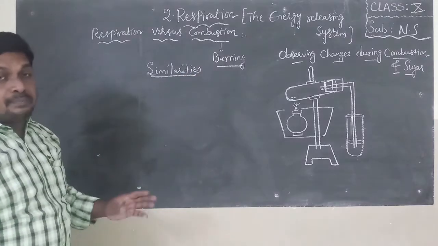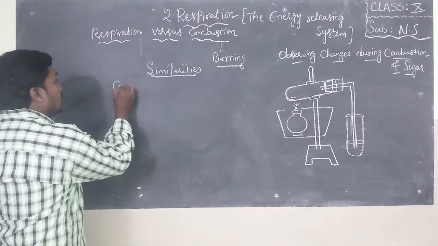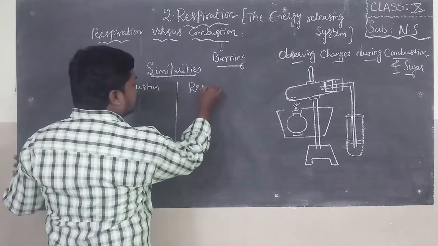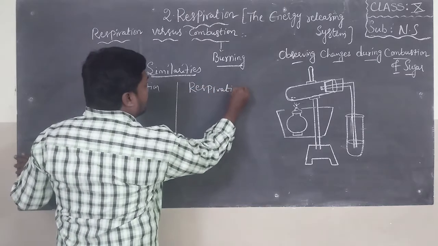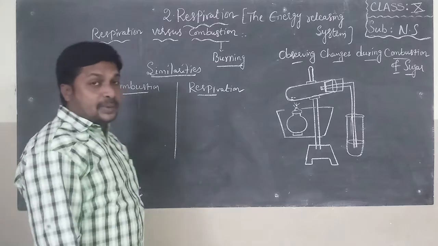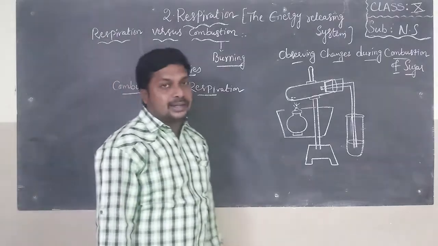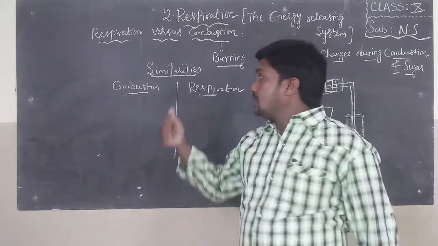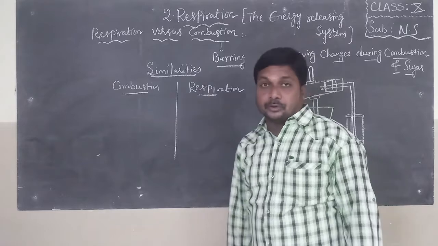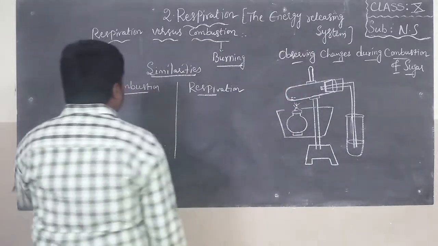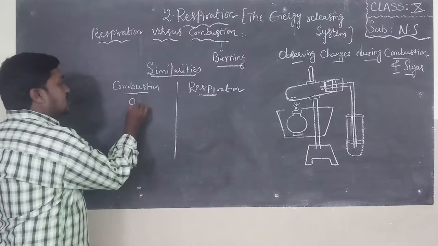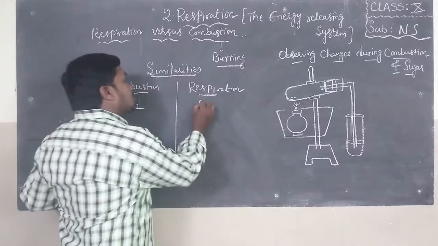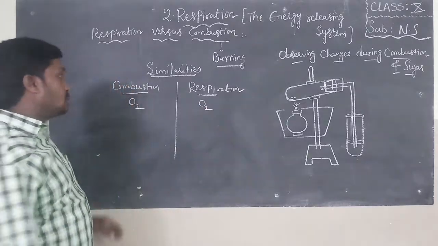Similarities means the same things which happen in both combustion and respiration. What similarities can you find? Combustion means burning of organic matter. Organic matter is obtained from plants and animals. Respiration is the oxidation of food to release energy. Oxygen is required for combustion, because oxygen is a burning gas. Oxygen is also required for respiration.